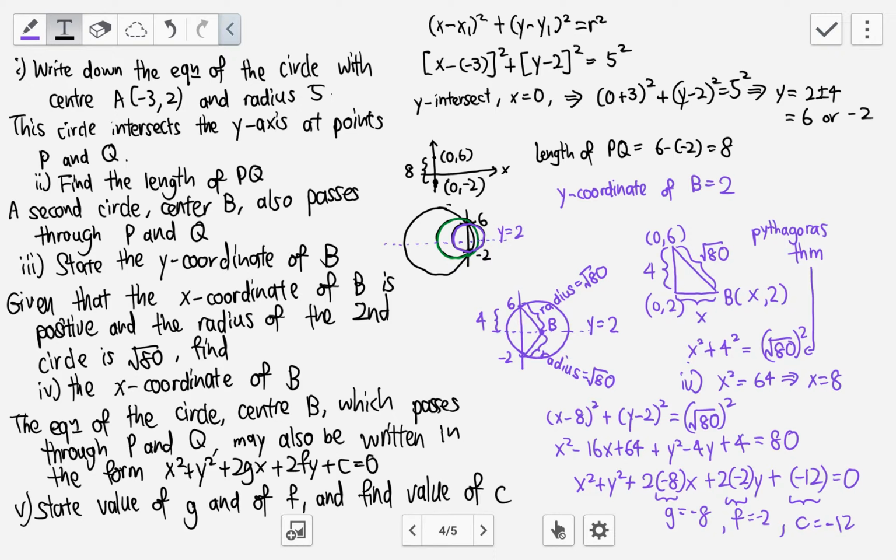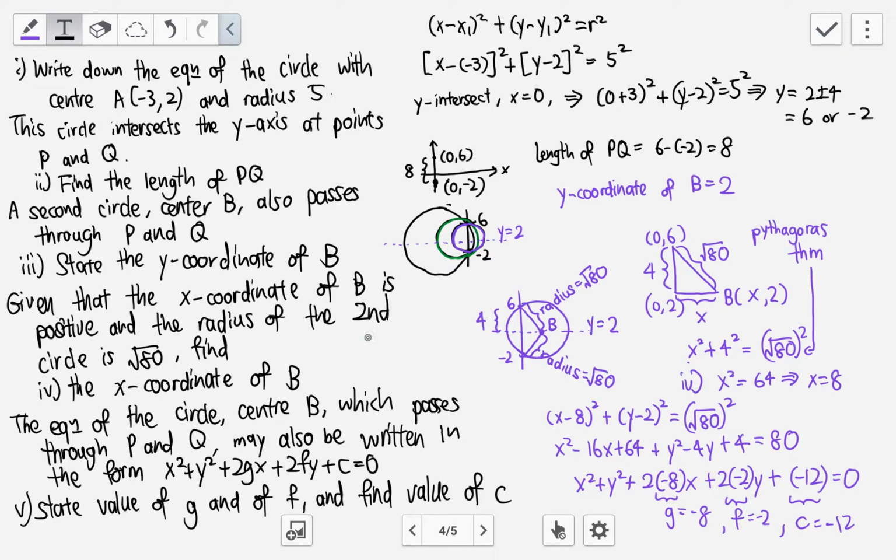So to state the y coordinate of B, the center of the circle must be at 2, because 2 is between 6 and -2. Now, given that the x coordinate of B is positive and the radius of the second circle is √80, find the x coordinate of B. We know that the center of the circle is not to the left of the y-axis but to the right of the y-axis, because the x coordinate of B is positive. Therefore I draw the center of the circle to the right of the y-axis, so that its x coordinate is a positive number.